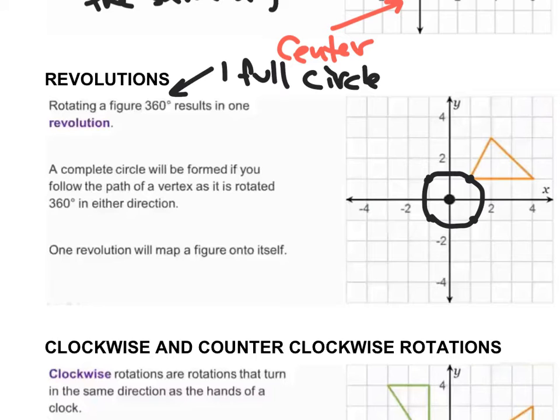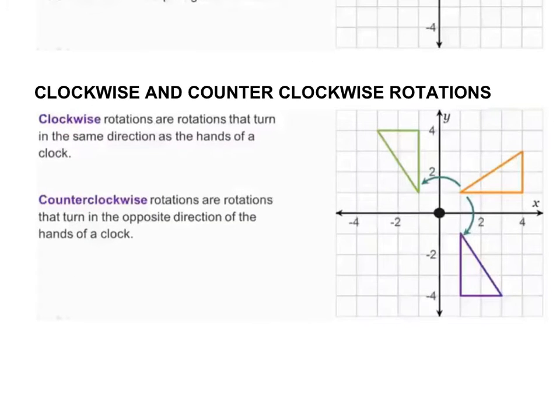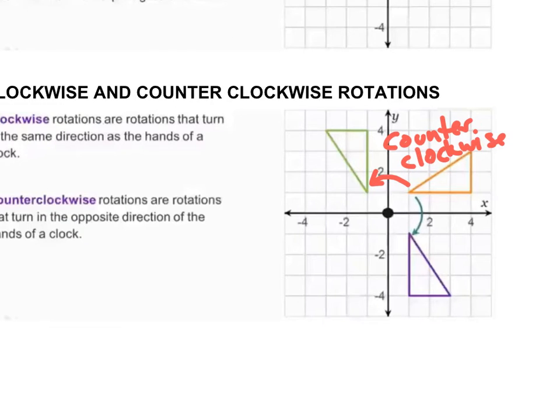Now, we can either go counterclockwise or clockwise. It doesn't matter. So, clockwise and counterclockwise rotations. Going in this direction here is counterclockwise, and you have to think about how a clock's hands turn. If I were to turn it the other way, the way that the hands of a clock go, I would go this way, and this would be clockwise. Those are important things to remember.